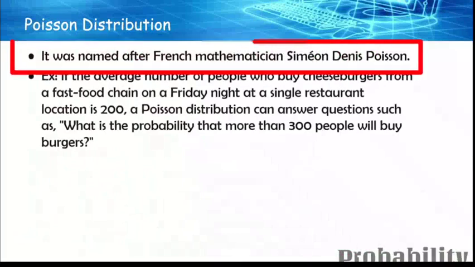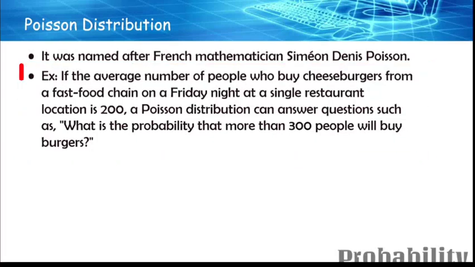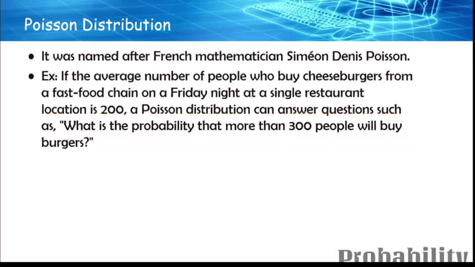Here we have an example. If the average number of people who buy a cheeseburger from a fast food chain on a Friday night at a restaurant location is 200, a Poisson distribution can answer what is the probability that more than 300 people will buy the burger. So you have 200 people as the average number, but on a random day it might be more or less. What is the probability that 300 people will end up there? Poisson distribution can answer such questions, and that is its advantage.